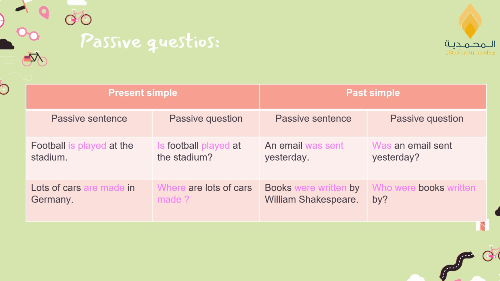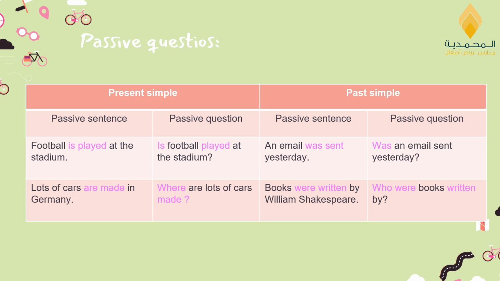Another example for the WH questions. Books were written by William Shakespeare. If I want to change this passive sentence into a passive question using WH words, I'm going to use who. So, who were books written by?